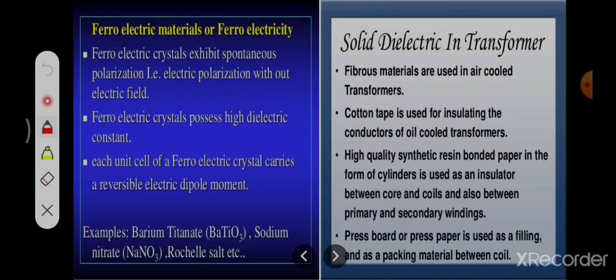Coming to ferroelectric materials or ferroelectricity. These ferroelectric crystals exhibit spontaneous polarization, that is an electric polarization without electric field. These crystals possess high dielectric constant. Each unit cell of a ferroelectric crystal carries a reversible electric dipole moment. Examples of this are sodium nitrate NaNO3, barium titanate BaTiO3, etc.